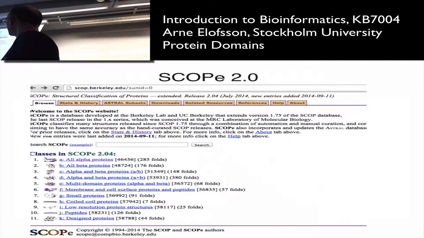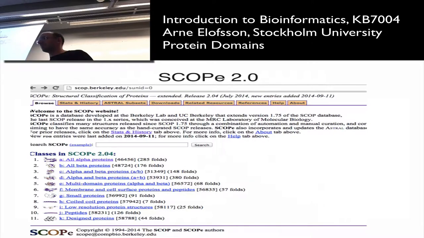So the difference is that SCOP was manually classified, while very few of these entries are manually classified in this one. Most of this database is automatically classified. So if you look at it, you have first the class level. This is the entry in SCOPe. You can go to SCOP 1.75, it's not up to date, and the website is not as nice. But you have all alpha, all beta, so proteins that only have alpha helices, only have beta sheets, have alpha and beta that are mixed together, and alpha and beta that are separated, so they divide into two different groups there.